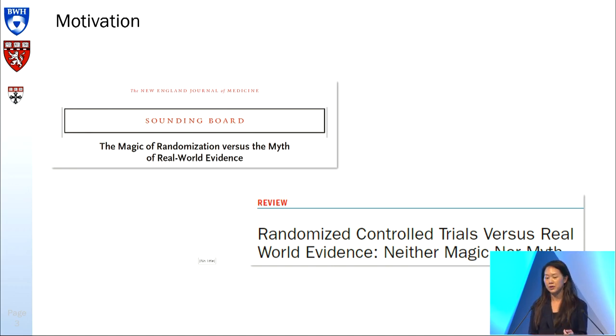Now, as a counterpoint to that, there was this other commentary written by a group of international regulators where the basic message is that this false dichotomy between RCTs and RWE is just not helpful, because moving forward, it's not going to be about RCTs versus RWE. It's going to be RCTs and RWE, trying to use the right tools to address the right questions and not just using a hammer because you have a hammer.